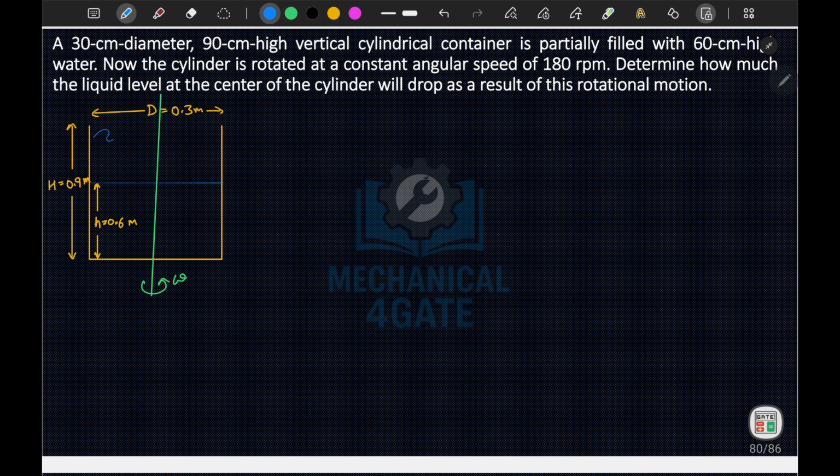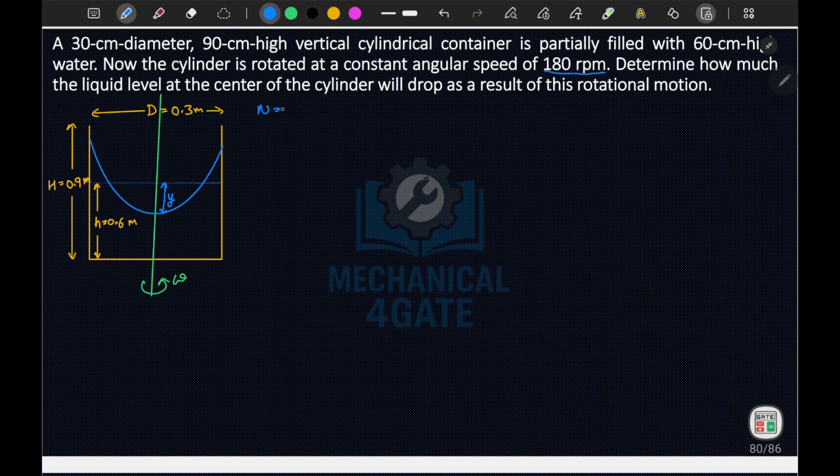What happens, like during rotation, your surface becomes something like this. Okay, now you have to calculate this value. Let's say this value is your y. So you have to calculate the value of y here. How much the liquid level at the center of the cylinder will drop as a result. Okay, now so this is your n.